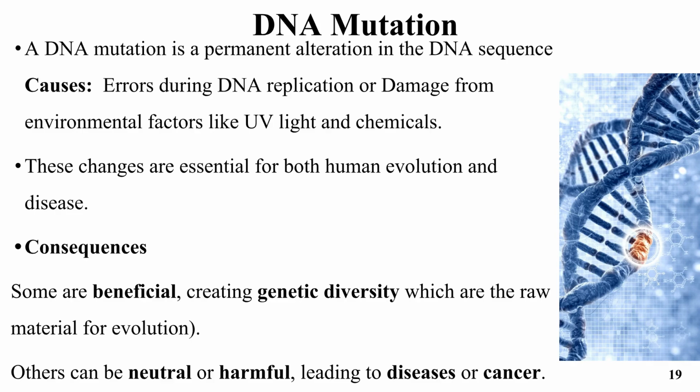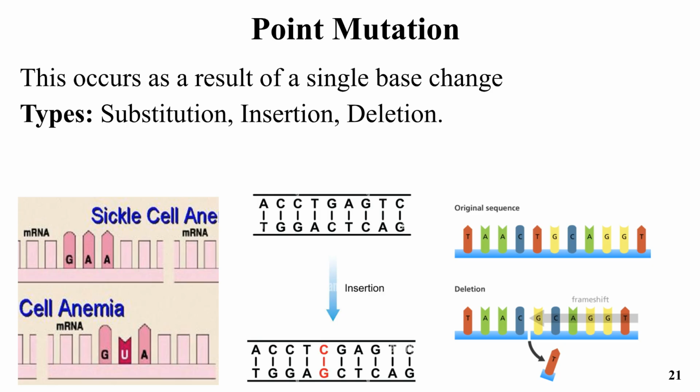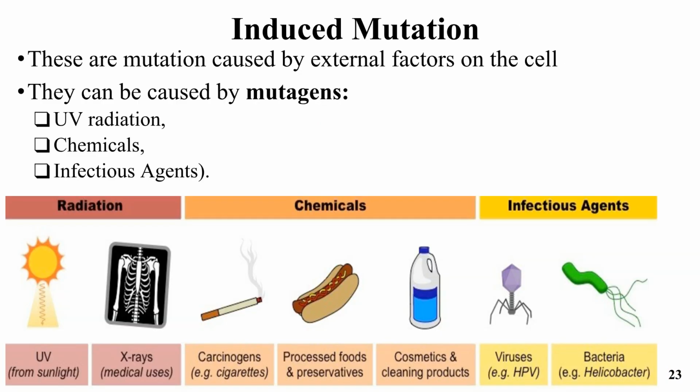A DNA mutation is a permanent alteration in the DNA sequence caused by replication errors or environmental damage. Mutations are essential for evolution, but they can also lead to diseases. Types of mutations include point mutations, chromosomal mutations, and induced mutations. Point mutations result from a single base change. These include substitution, insertion, or deletion of a single base. Chromosomal mutations involve large-scale changes in chromosome structure, such as duplications, deletions, inversions, or translocations. Induced mutations are caused by external factors called mutagens, like UV radiation, chemicals, or infectious agents.